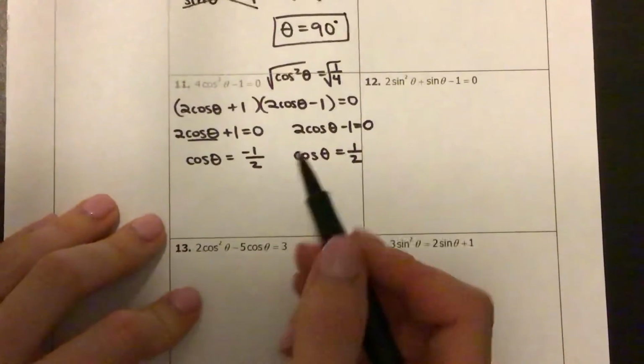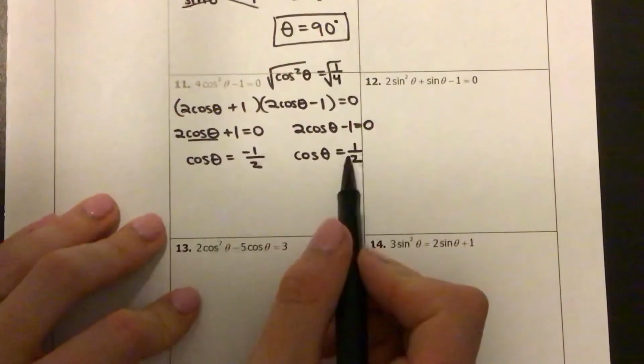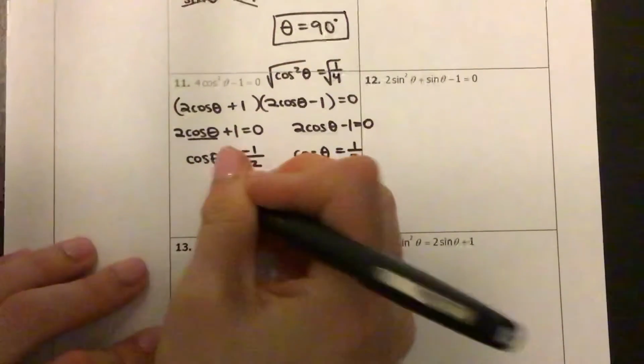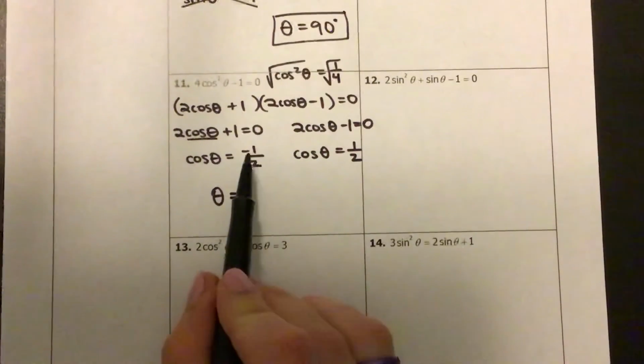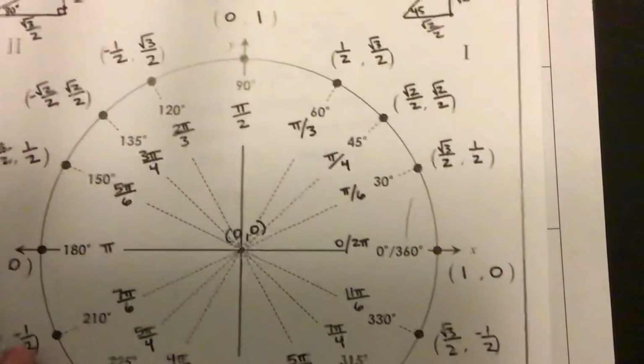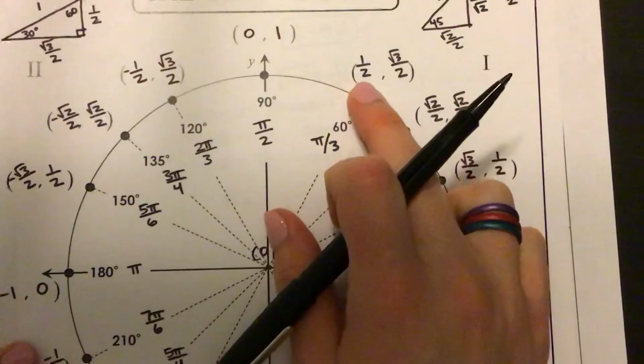If you take a square root, you get plus or minus 1/2. Here's the plus, here's the minus, 1/2. So we're looking for all the angles all around the unit circle that have either a positive 1/2 or a negative 1/2 as their x coordinate. Okay, so that is this one right here.